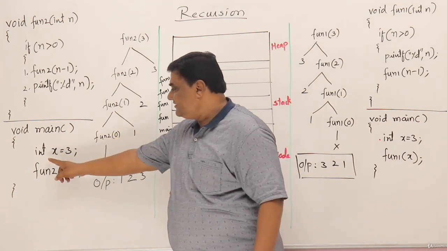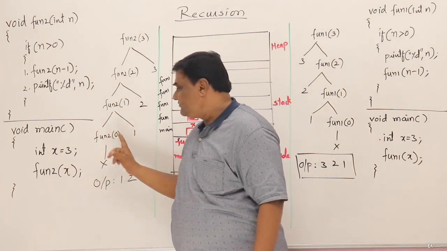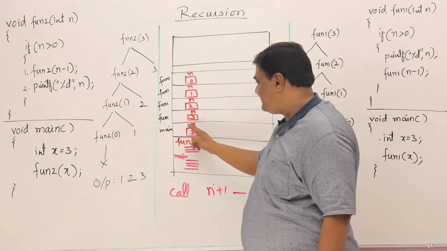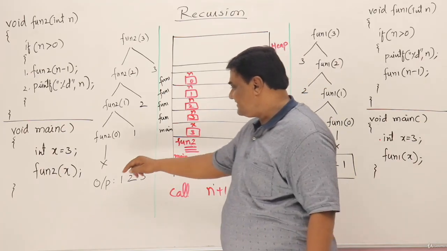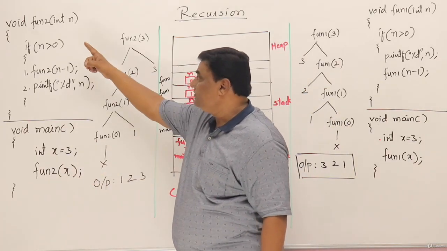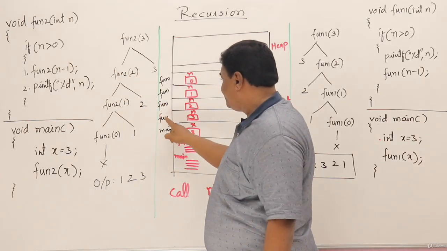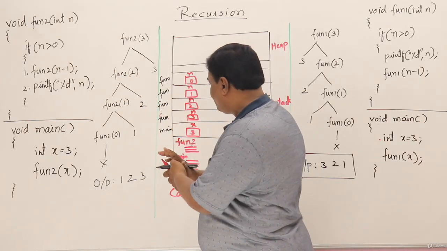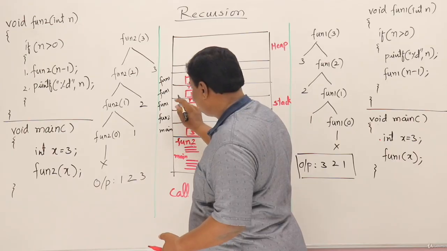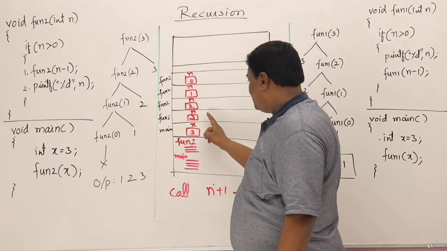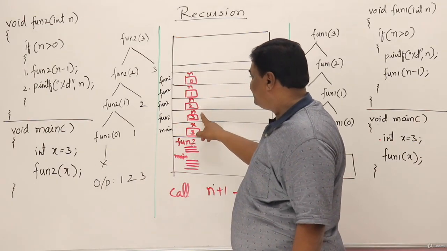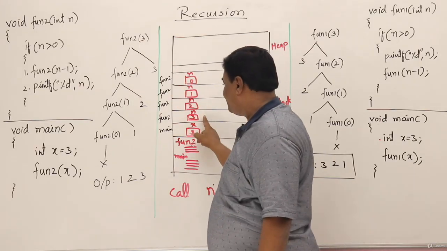Program starts from the main function. So the first variable x. The activation record for main is created, having the value 3 in x. And it will call function fun2. Once the function fun2 is called, an activation record for fun2 is created. So it means all these are for fun2 now, so I'll just change them. So the first call, n equal to 3, is created. That is this one.